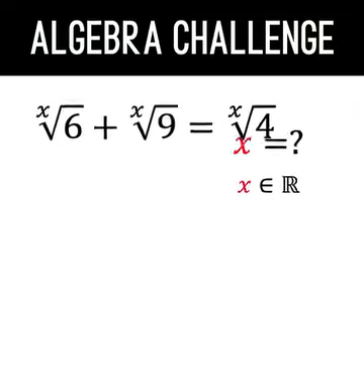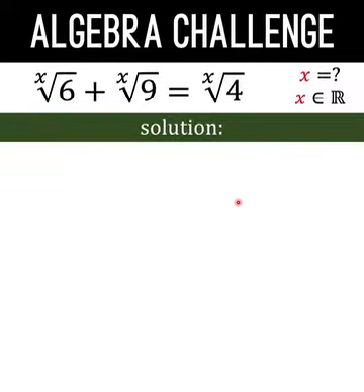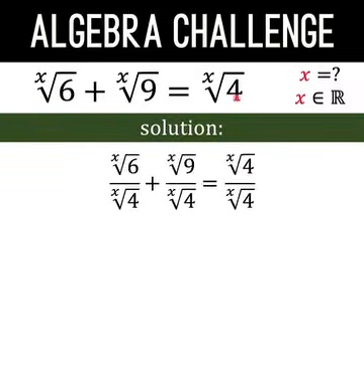Now let's solve this problem together. Let's begin by dividing both sides of the equation by the x root of 4 so that we can make the right side be equal to 1. So the first term is divided by the x root of 4. The second term is divided by the x root of 4. The right side is divided by the same expression. Simplifying, the right side becomes 1.